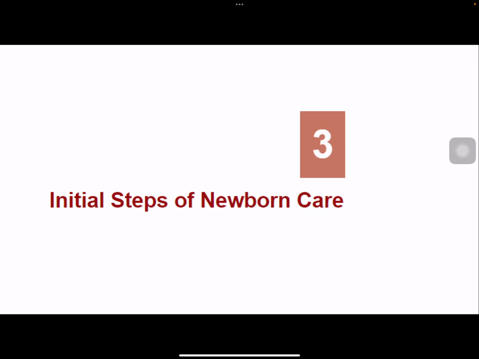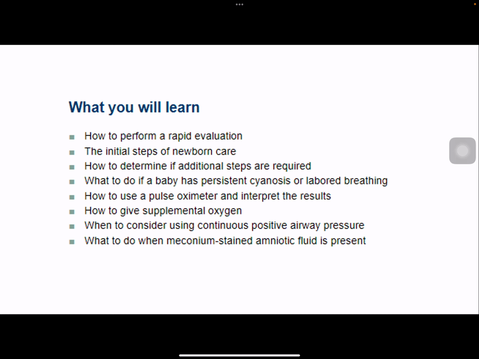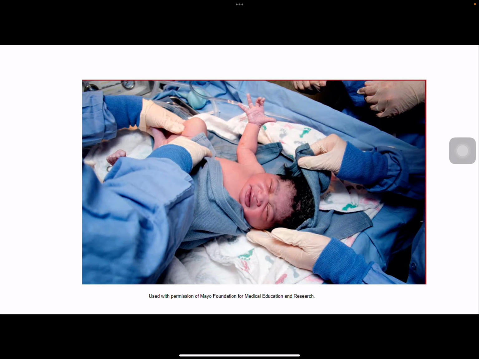So what are the initial steps of newborn care? This is lesson 3. We learn how to perform a rapid evaluation, the initial steps of newborn care, how to determine if additional steps are required, what to do if a baby has persistent cyanosis or labored breathing, how to use a pulse oximeter and interpret the result, how to give supplemental oxygen and when to consider using continuous positive airway pressure, and what to do when meconium stained amniotic fluid is present.